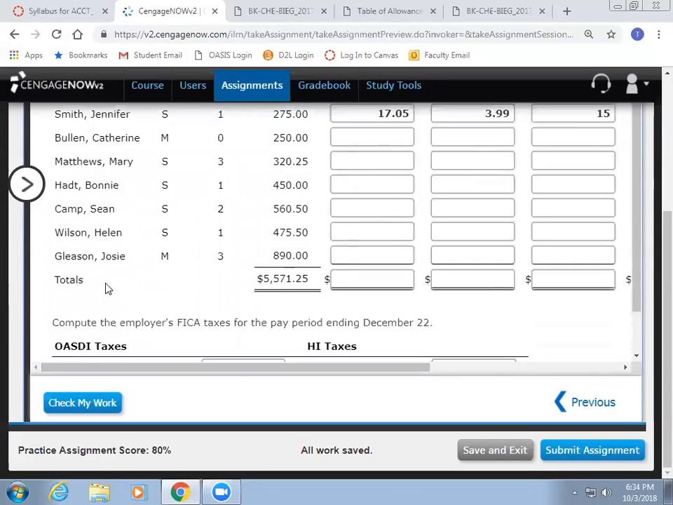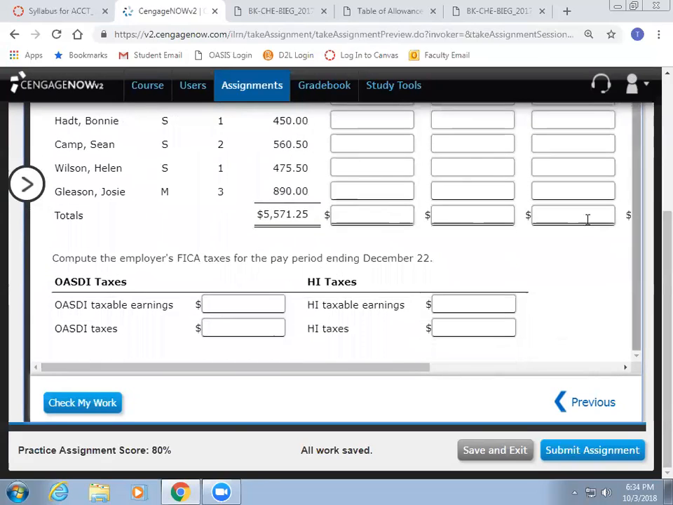The only other thing, you'll want to total them all up, so you'll have to add them all up. When you come down to the bottom, though, and it's asking for OASDI taxes and HI taxes, I'll give you a hint when you see this on the homework. Your HI taxable earnings are going to just be your total gross earnings here, the $5,571.25. And you'll have already calculated your HI taxes withholding, the total up above, although they go off of those taxable earnings.